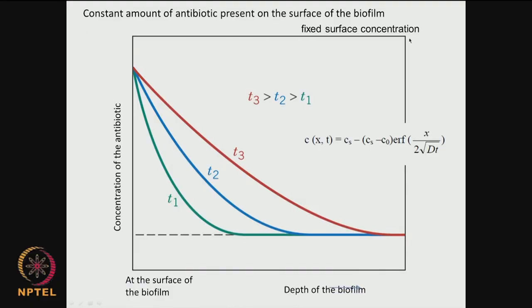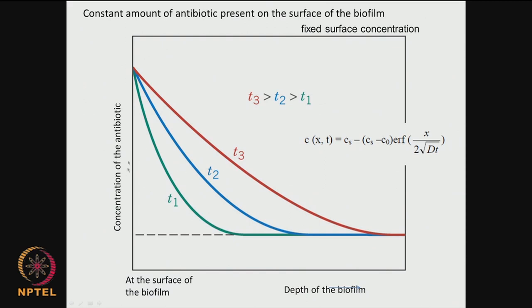Suppose we have fixed surface concentration, that is, a constant amount of antibiotic present on the surface of the biofilm. Okay, that is fixed surface concentration. So, at the surface of the biofilm, the concentration of the antibiotic could be this much, but as you go inside the depth, the concentration may be falling at a particular time t1. Then, as the time keeps going up, it may slowly build up like this: t2, t3, and so on. Okay. How fast it increases depends upon the diffusion coefficient, the depth of the biofilm, and so on.